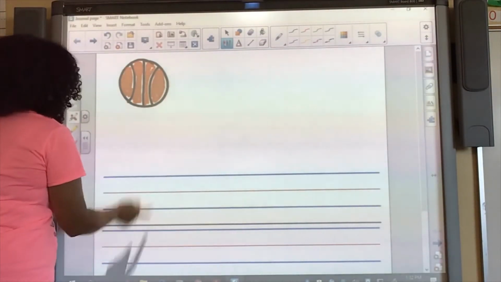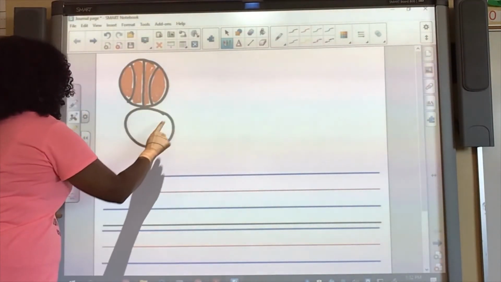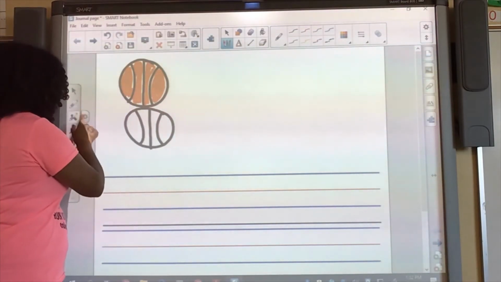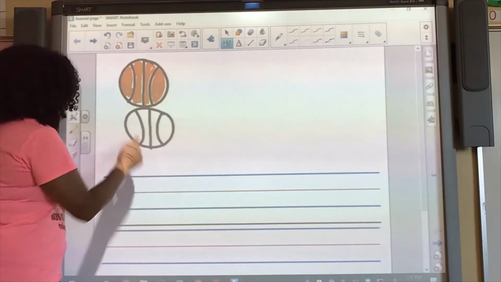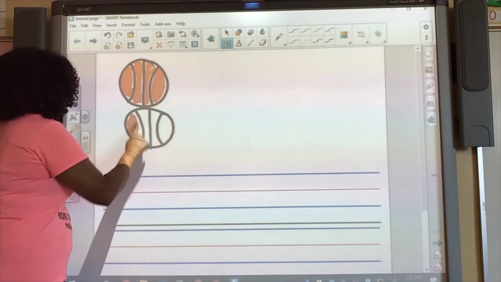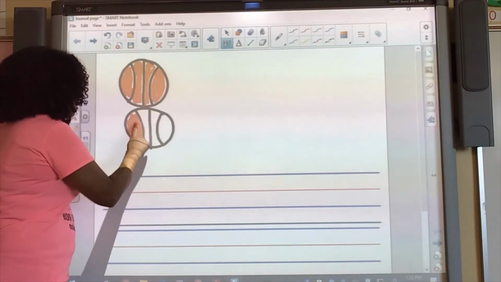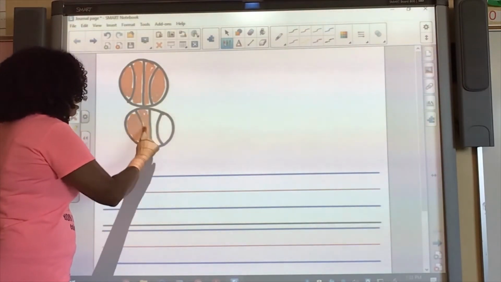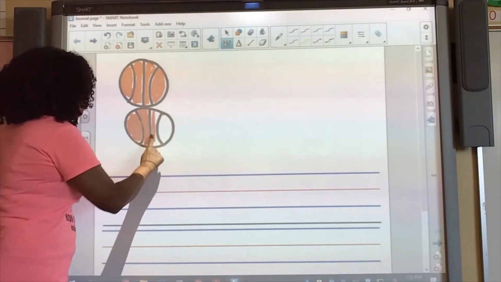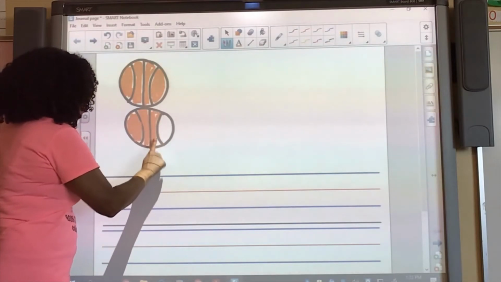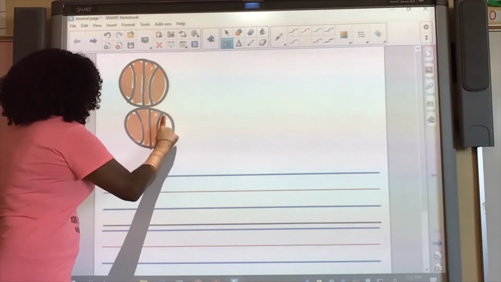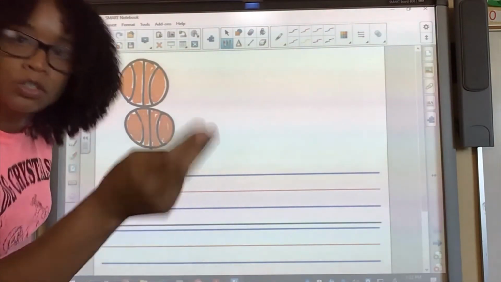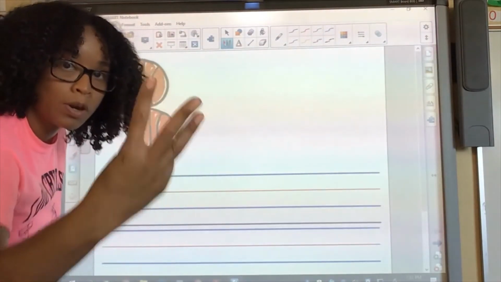Back to my black. Sideways smileys and a straight line. How are your basketballs looking? Good. Some of us, this is our first time ever illustrating a basketball, so you should be pretty proud of yourself. Okay, so we've illustrated 2 basketballs. We need 1 more to make 3.